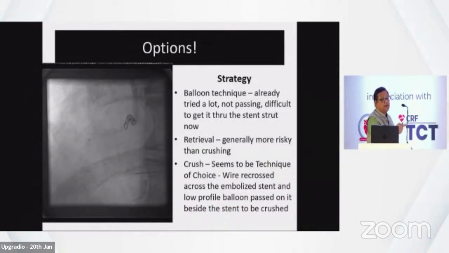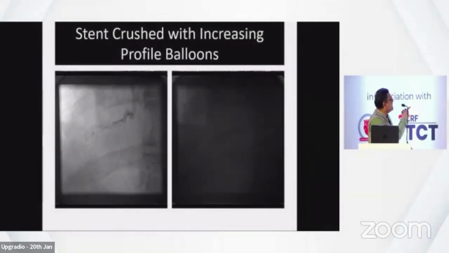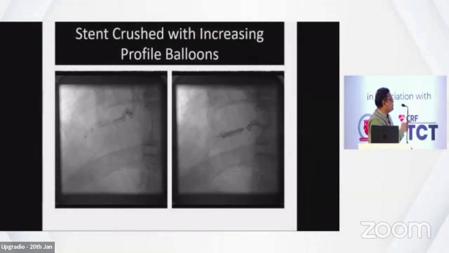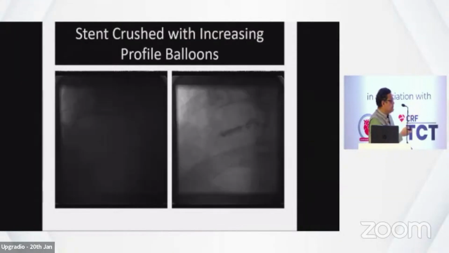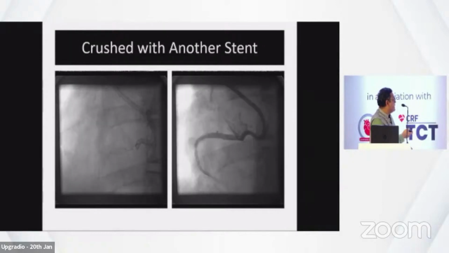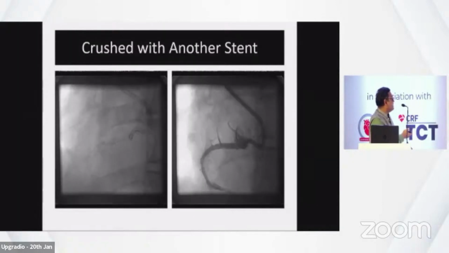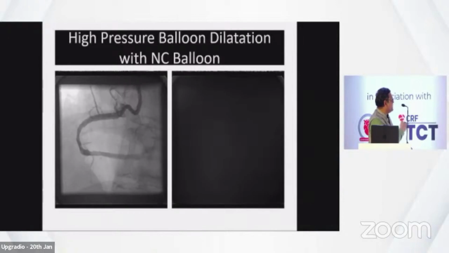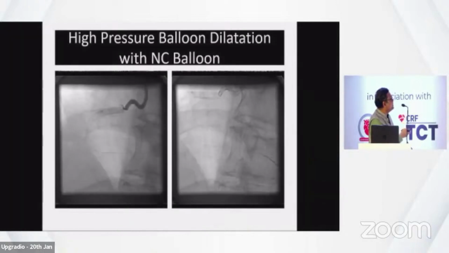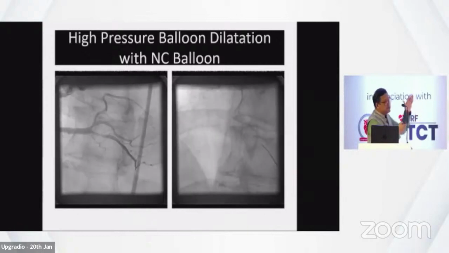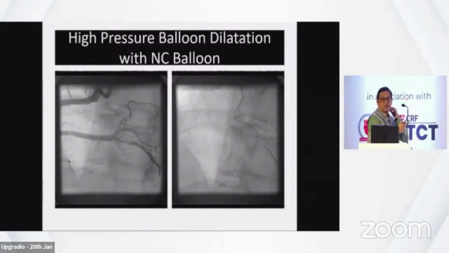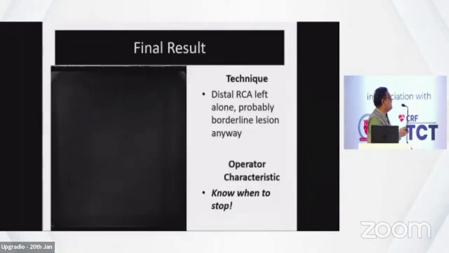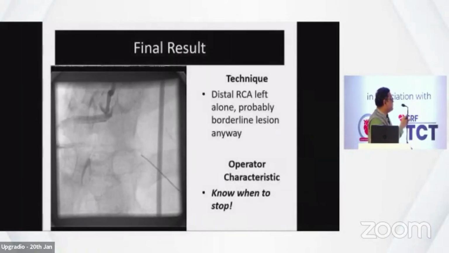So again, the important thing is that retrieval is generally more risky. So crush is the best technique. So what was done was, you can see the stent was crushed with an increasing profile balloon to the side of the vessel, like here, and then another stent crossed, and before putting the other stent, dilatation was also done with a high pressure non-compliant balloon, and then finally it was stented.